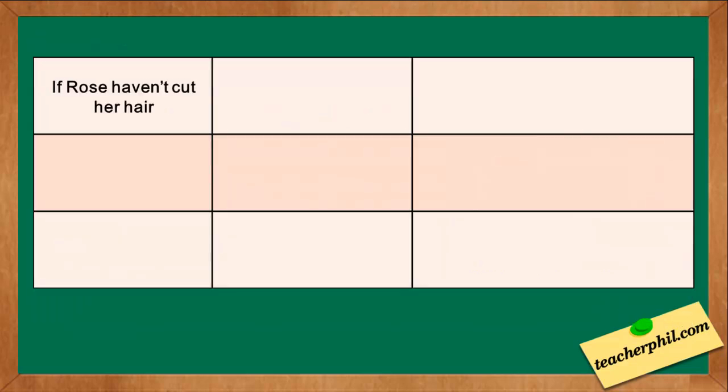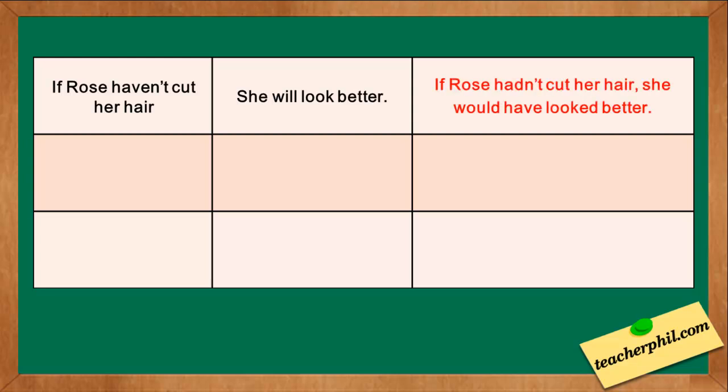The third one: if Rose hadn't cut her hair, she will look better. The correct answer is, if Rose hadn't cut her hair, she would have looked better. If Rose hadn't cut her hair is in the present perfect. We need to change it into the past perfect. If Rose hadn't cut her hair. The result clause, she will look better, is in the future simple. We need to change it into the pattern would plus have plus the past participle. She would have looked better.